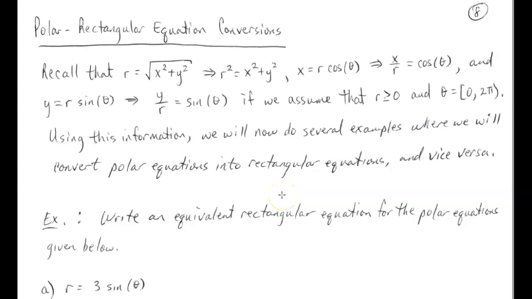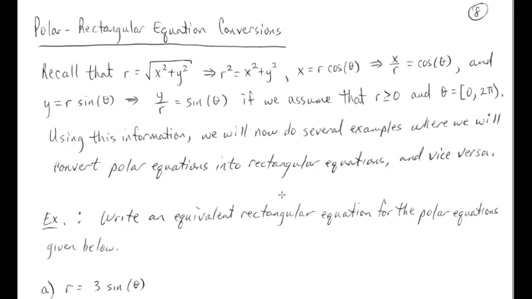Welcome to Empowered Learning. This is the third video in the video series on polar coordinates and equations. So in this video, what we're actually going to do is to see how we can take a polar equation and convert it to a rectangular one and vice versa.